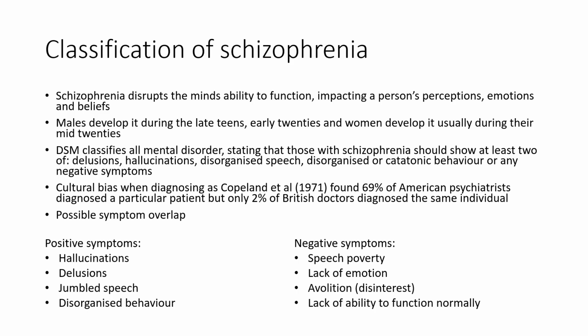So positive symptoms include hallucinations, delusions, jumbled speech, and disorganized behavior. Obviously these aren't good symptoms to have, but by positive it means adding something to the individual rather than taking something away. And then negative symptoms are speech poverty, lack of emotion, avolition, which is basically disinterest in activities, and a lack of ability to function normally. So if you see the difference, positive symptoms add something to the person, even if it's not necessarily a good thing, whereas negative symptoms take something away.